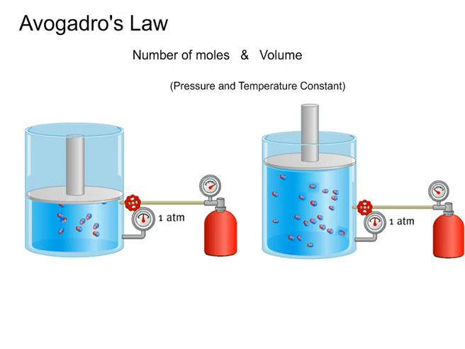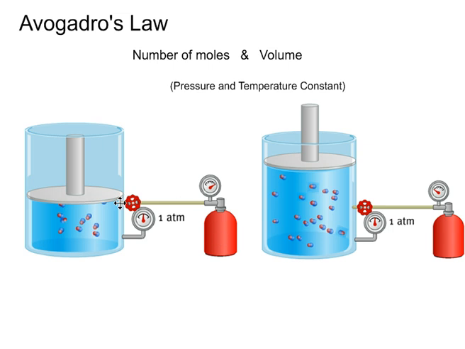We're going to start by talking about Avogadro's law, which tries to relate the number of moles, the number of particles of a gas, to the volume. In this law, pressure and temperature both need to stay constant, and here we can see a before and after picture. On the left side, if you were to count those particles, there are 10 particles. The pressure is at 1 atmosphere, and over here is a valve with a tank of gas that we are now going to add.